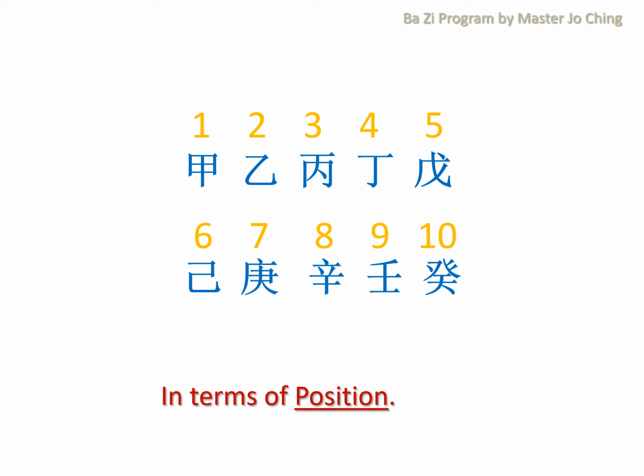So this is the sequence. 甲 being number one and Yi being number two. The last one is Kui. So basically, no more, no less, only 10 of them.